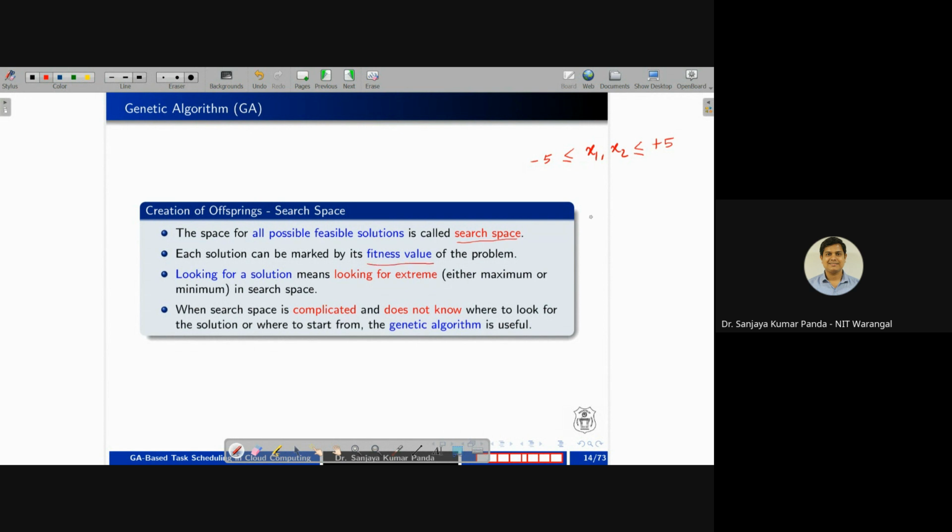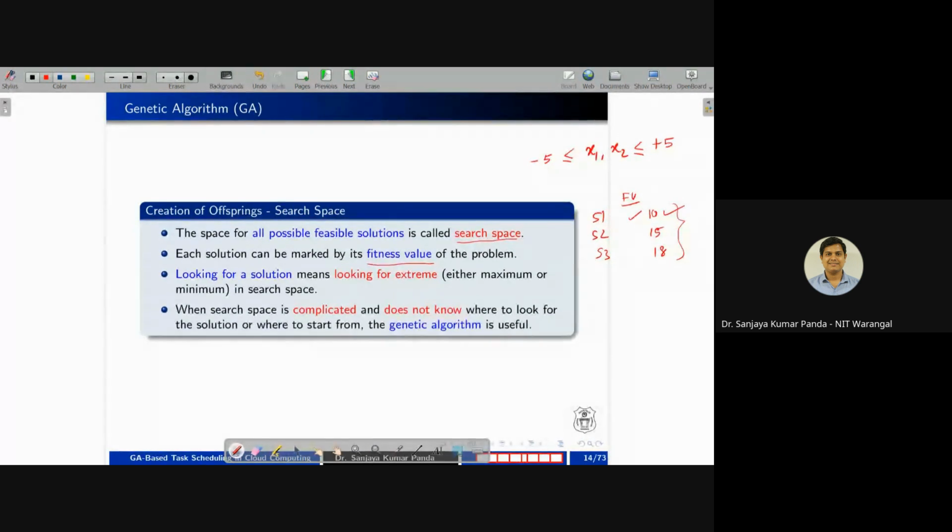Like if you take, let's say, solution 1, solution 2, solution 3. Let's say it is a minimization problem. Solution 1 is giving you 10. Solution 2 is giving 15. Solution 3 is giving 18. So in comparison to these three solutions, the first solution is better if it is a minimization problem. So each solution can be marked by its fitness value for the problem.